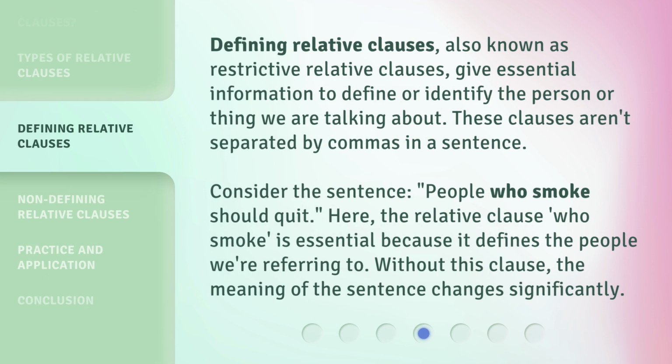Defining relative clauses, also known as restrictive relative clauses, give essential information to define or identify the person or thing we are talking about. These clauses aren't separated by commas in a sentence. Consider the sentence, "People who smoke should quit." Here, the relative clause, "who smoke," is essential because it defines the people we're referring to. Without this clause, the meaning of the sentence changes significantly.